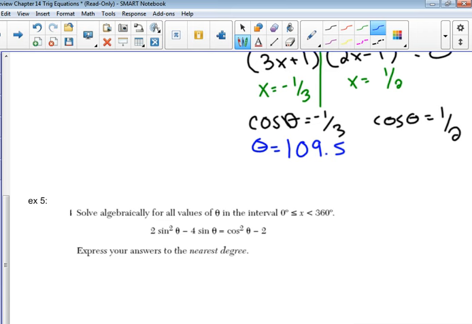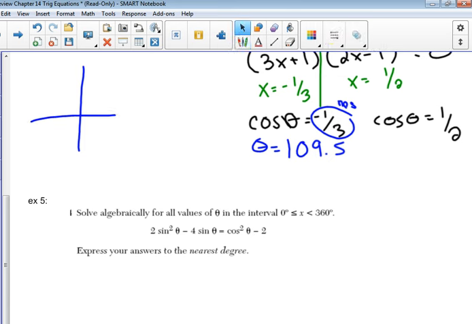Okay. So watch out for this though. Are you done with this one? No, because you need where cosine is negative. So let's draw ourselves a little picture. Which quadrants? 2 and 3. Yep. Alright, so 109.5 is going to be right into that second quadrant.